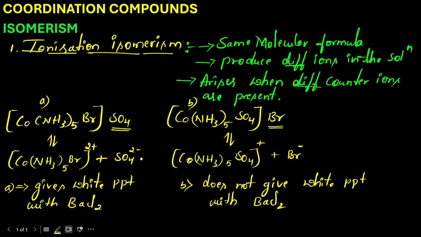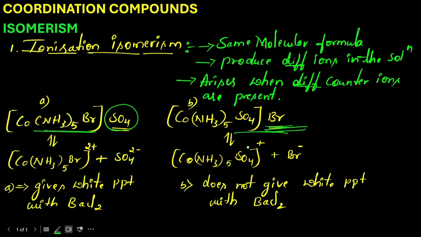This evidently shows the presence of different counterions. In A we have SO4 as a counterion, and in B we have Br as counterion. Here the counterion SO4 2- reacts with barium chloride to give white precipitate. Here the counterion is Br-, which does not give white precipitate with barium chloride.